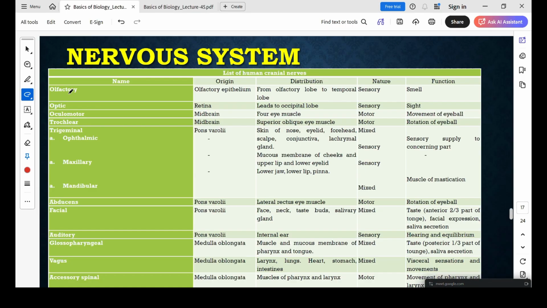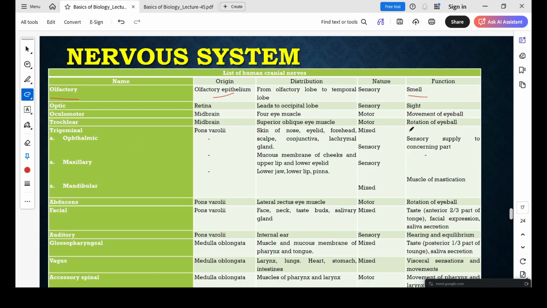So there are 12 different cranial nerves, and there are particular names to them, and there is a particular function associated with each. For example, olfactory nerve arises from the olfactory epithelium. It is sensory in nature and it is responsible for smell.